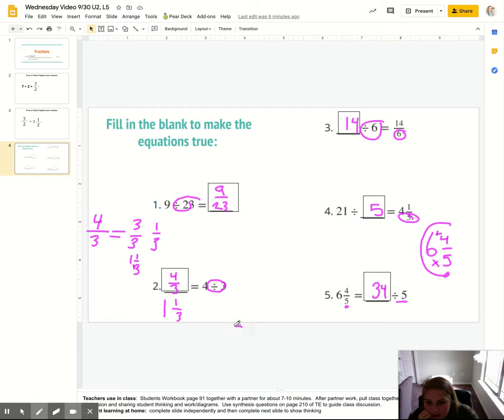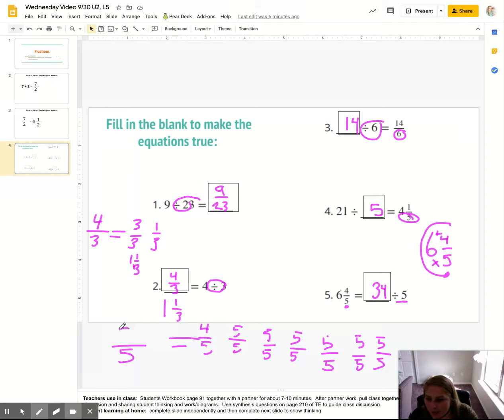So I have 6 wholes, so 5/5 and 5/5, 5/5, 5/5. I've done it 4 times, 2 more. 5/5, 5/5, and then I'm going to add 4/5 to that, and I'm just going to move it to the front. So the denominator stays the same, and the numerator, I'm going to add all those. 5, 10, 15, 20, 25, 30, 34. So I got the same answer.